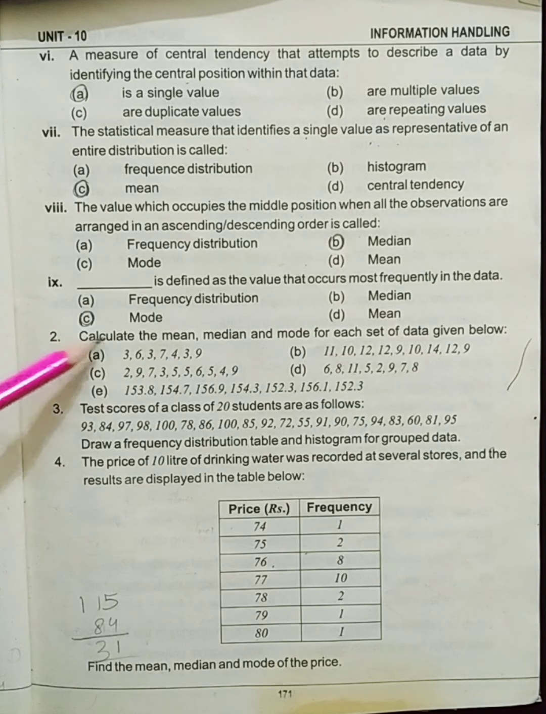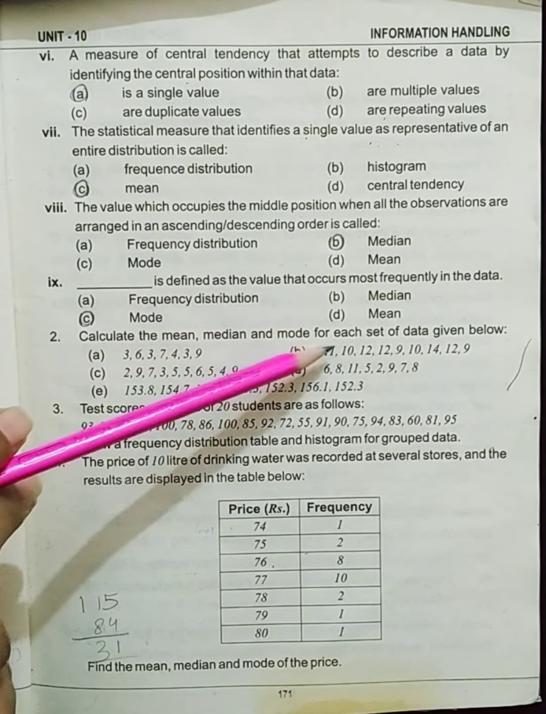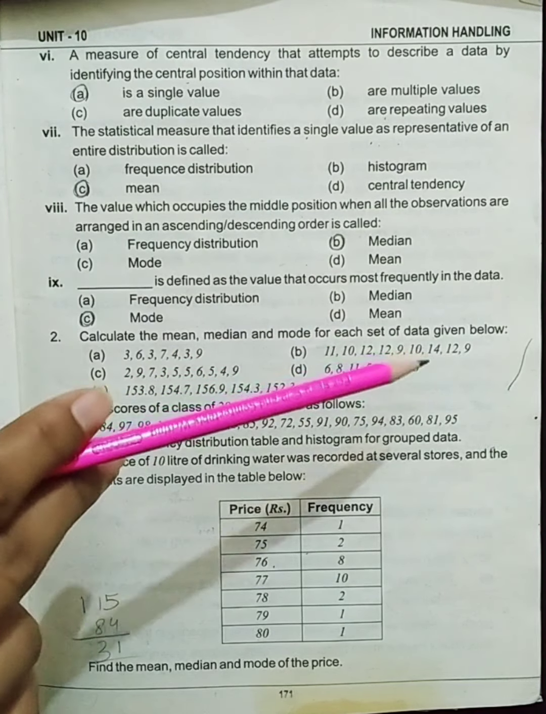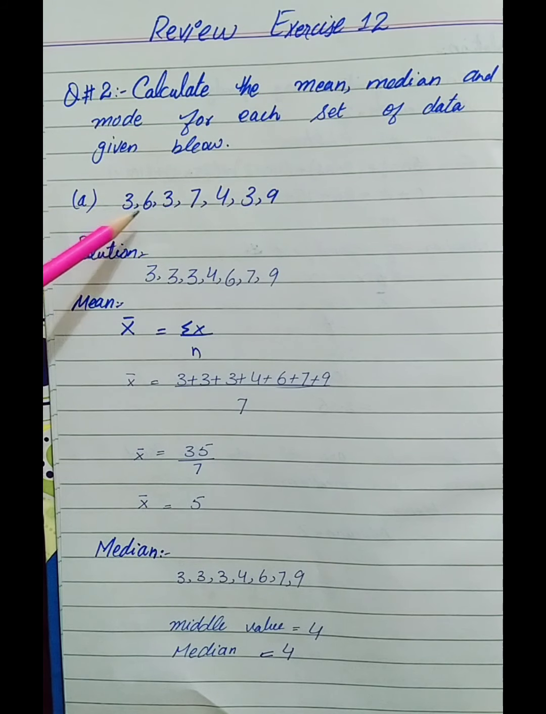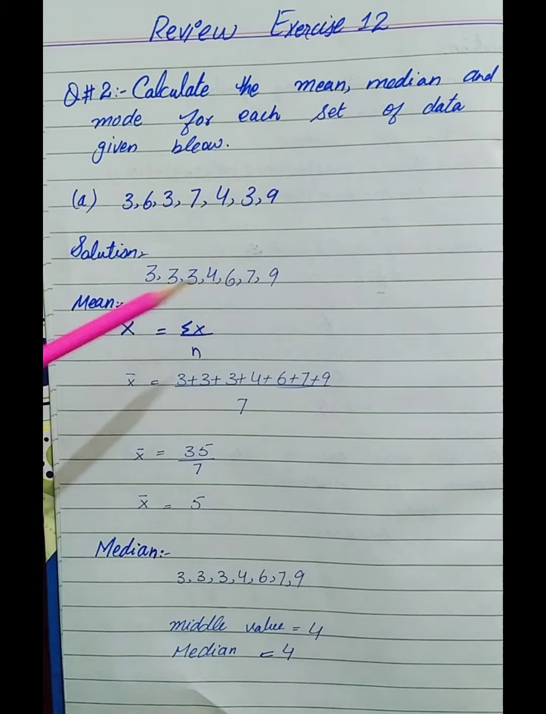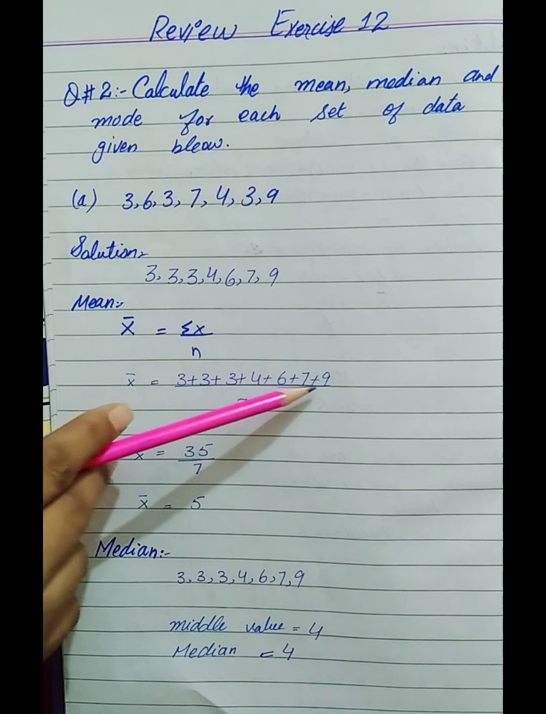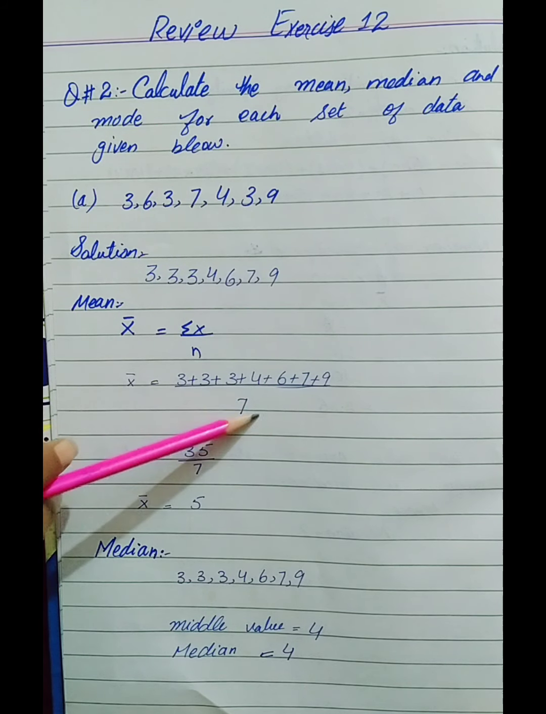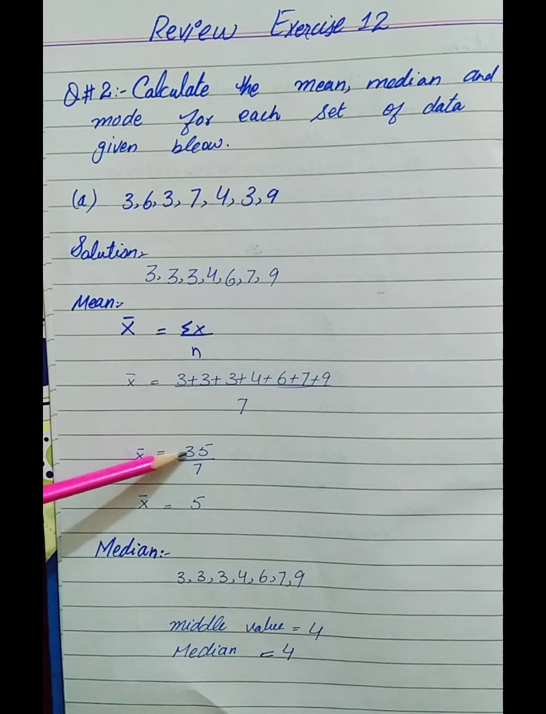Next we have question number 2. Calculate the mean, median and mode for each set of the data given below. The first question has values 3, 6, 3, 7, 4, 3, 9. Firstly we arrange the values in ascending order. Then by using the formula of mean, mean equals summation x divided by n. Summation x is 3 plus 3 plus 3 plus 4 plus 6 plus 7 plus 9, divided by the number of values, which is 7. So we get 35 divided by 7, which is equal to 5.